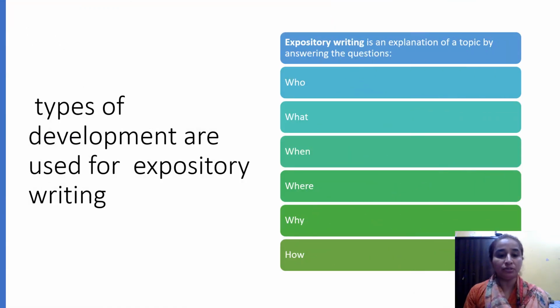Types of development are used for expository writing. Expository writing is an explanation of a topic by who, what, when, where, why, how. What is expository writing and examples? This type of writing includes essays, newspaper and magazine articles, instructions, manuals, textbooks, encyclopedia articles, and other forms of writing, so long as they seek to explain. In fact, this lesson itself is an example of expository writing.